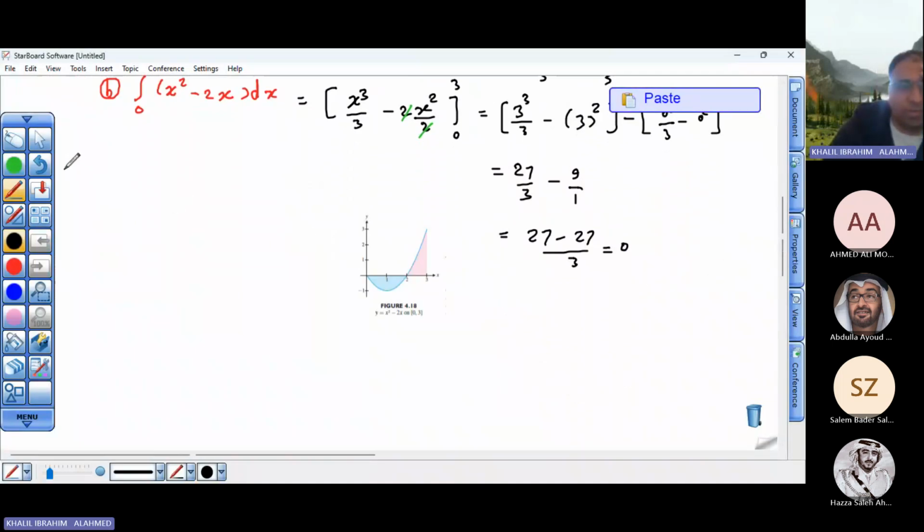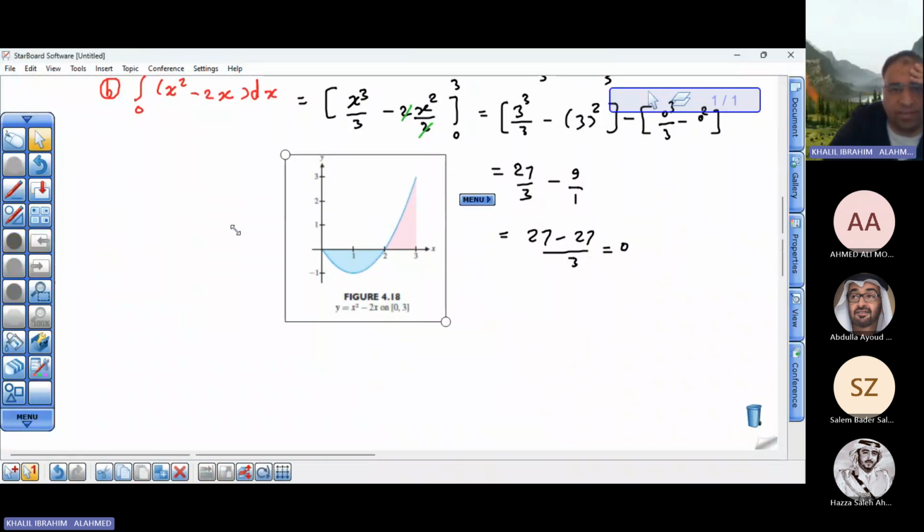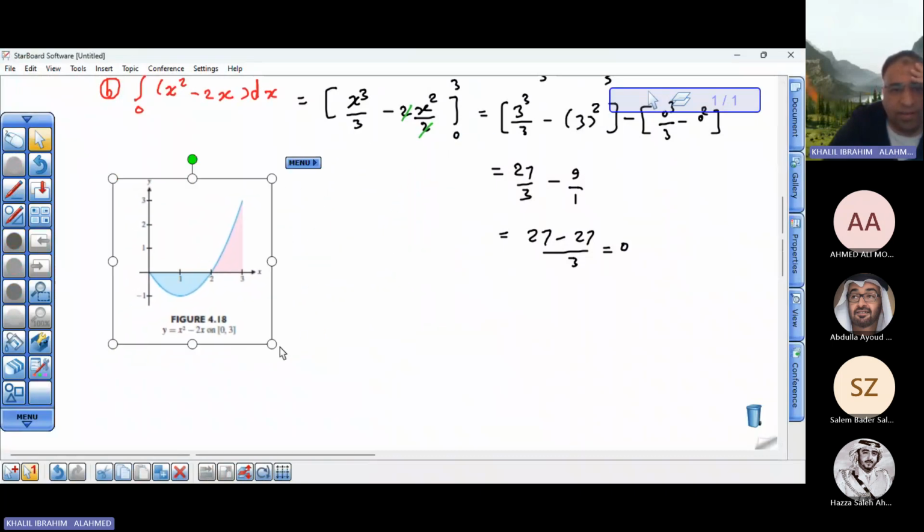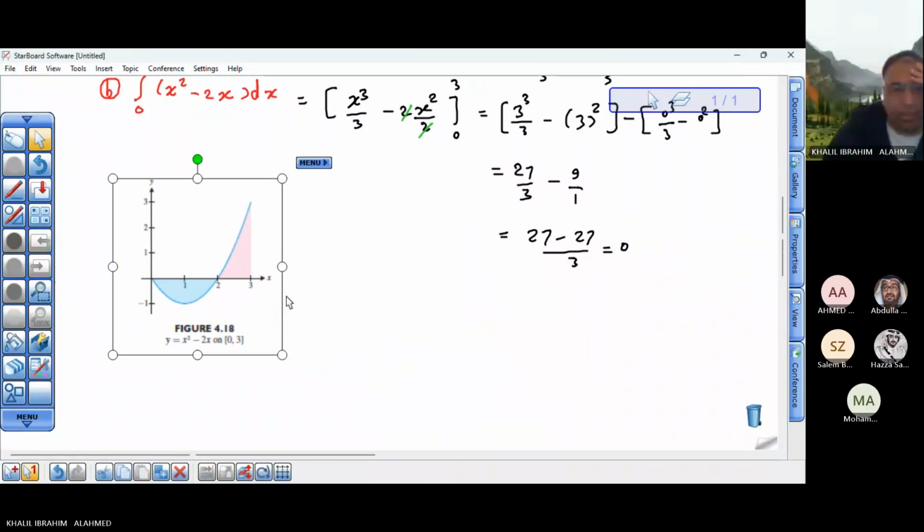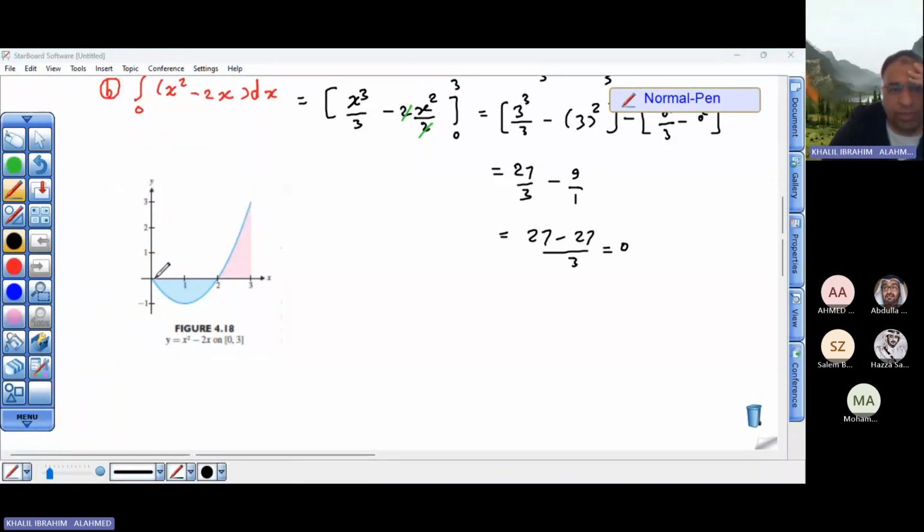As you see here, what happened? This is the graph. The area here, we cannot take the integral from 0 to 3 directly, because you should divide the integration into two integrations, from 0 to 2, then from 2 to 3. Okay, from here to here, this is step 1, step 2 from 2 to 3, because this is under the x-axis. This is area 1, this is area 2.